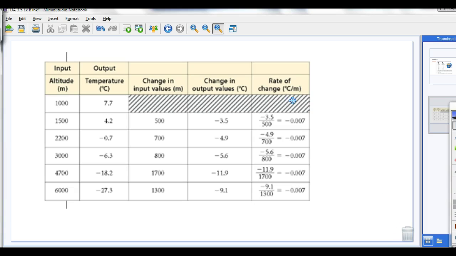So there we go. The rate of change, all these numbers are equivalent. Even though we have different values, I'm taking a smaller number divided by 500, a larger negative number divided by 700. This is the largest y value, the largest x value. And so it all ends up being the same. Okay, so there is our table.